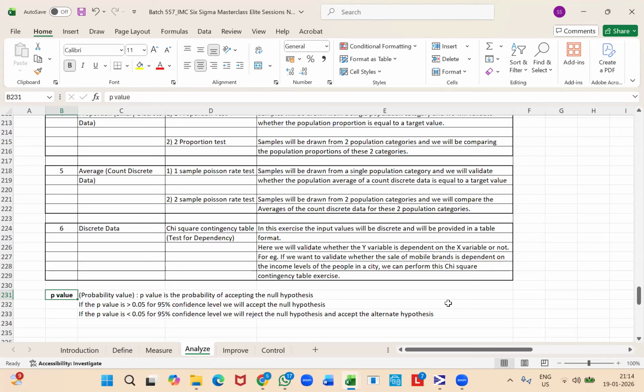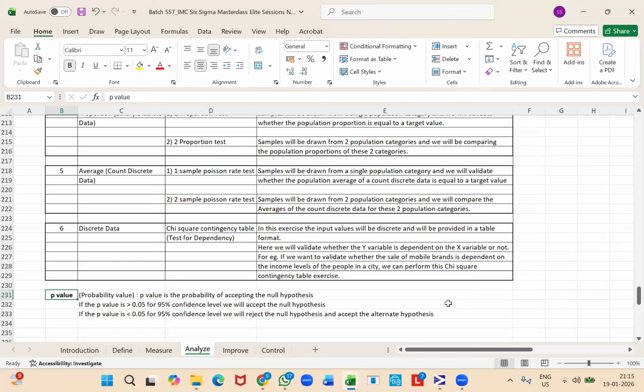So whenever we deal with sample data and make an inference about the population, as I told you, the testing of hypothesis as a concept would be very much relevant for that scenario. So whenever we perform testing of hypothesis, we will be looking at this p-value and then we'll be taking a call as to whether we are supposed to accept the null hypothesis or reject the null hypothesis.